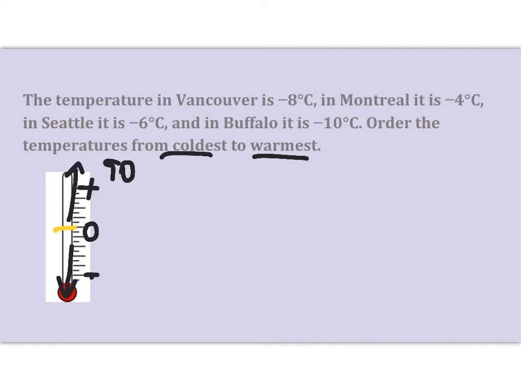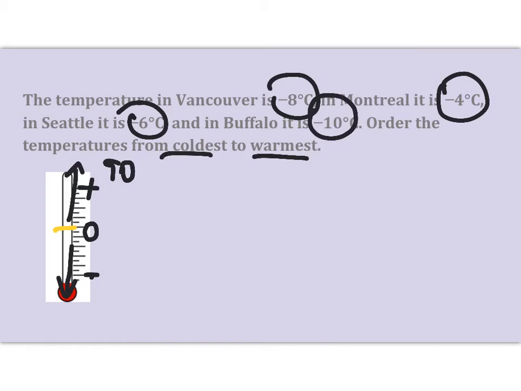So let's put our numbers in order. So I have negative 8 degrees Celsius, negative 4 degrees Celsius, negative 6 degrees Celsius, and negative 10 degrees Celsius. Which one is further away from 0? Hopefully you said negative 10. Negative 10 is down here. And then as we move towards 0, we're backing up. We're counting in reverse. So then it would be negative 8, negative 6, negative 4. And then eventually we would get to 0.